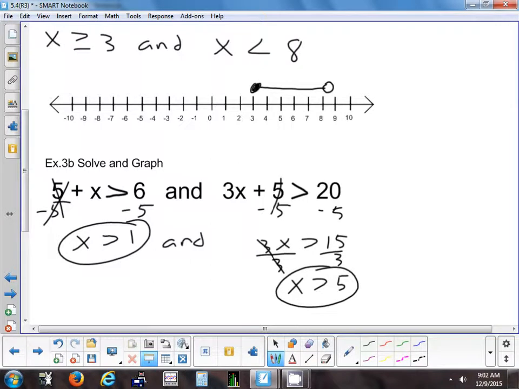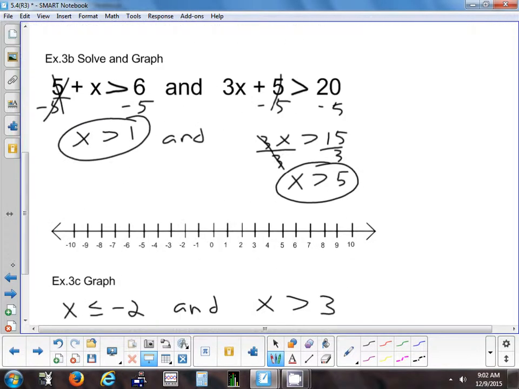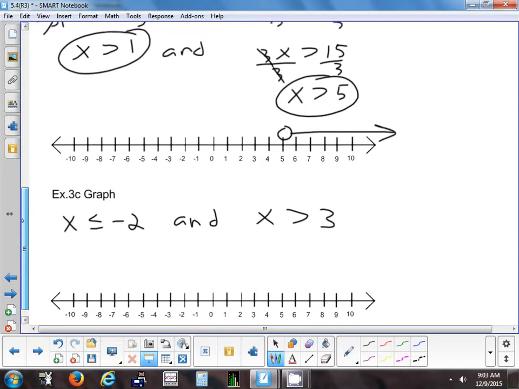So this one says x is greater than 1. Which way are we shading for that? Right. And x is greater than 5? Right. So we're shading in the same direction. We have to graph the shorter line. Which one would be shorter? From 1 shading to the right or starting at 5 and shading to the right? 5. Good. So open circle on 5, shade right. You guys are in good shape because you got the smaller number in the first inequality.